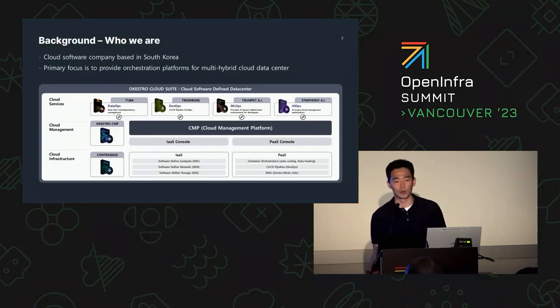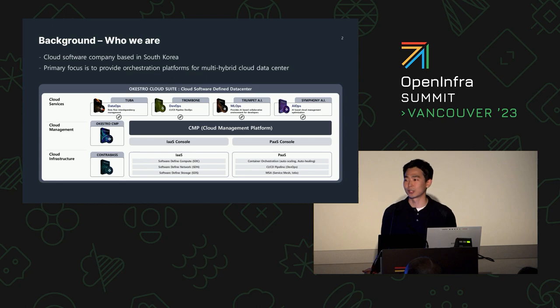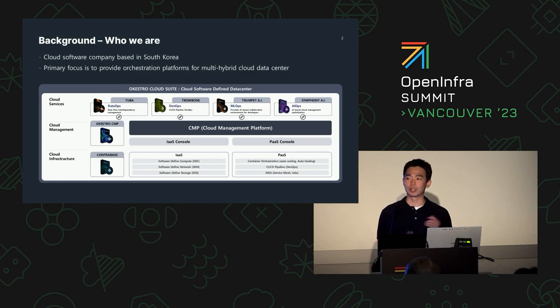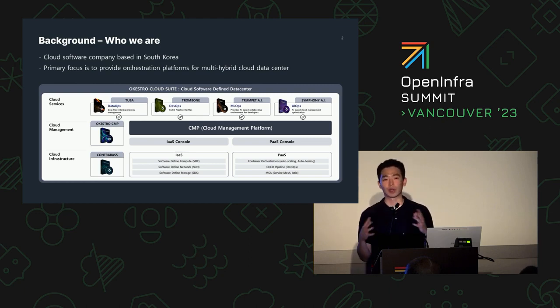So first, who are we? Okestro is a software company based in Seoul, South Korea. We provide a full stack of cloud solutions to our clients so that they could deploy their own cloud data center. We don't have our own data center, nor are we a cloud service provider. But our clients are major data centers within a conglomerate, so they're IT managers. Utilizing our cloud software, they're providing their IT services within their conglomerate.